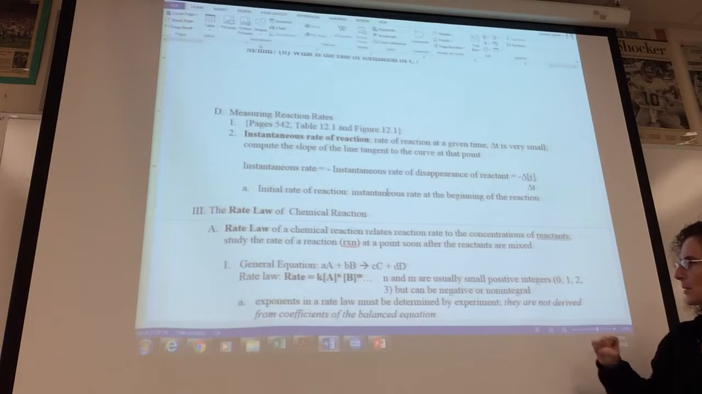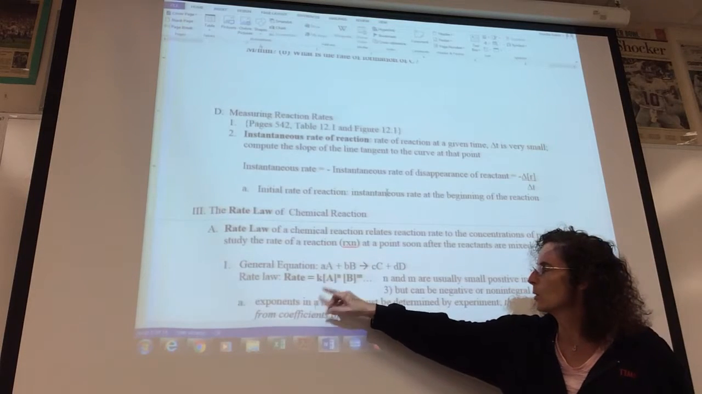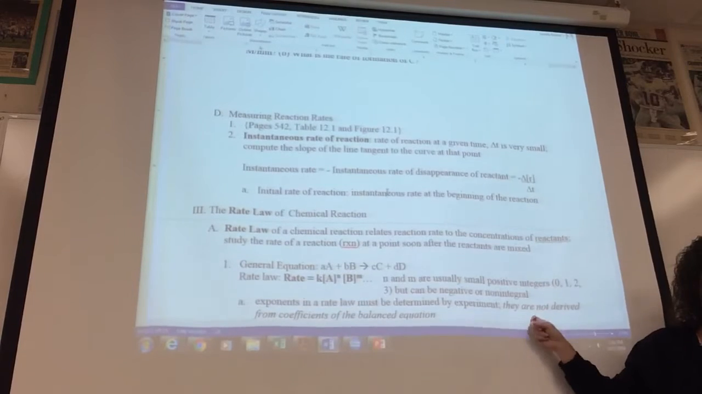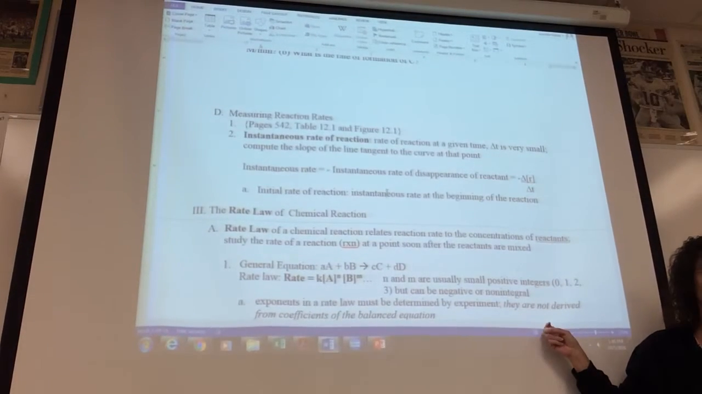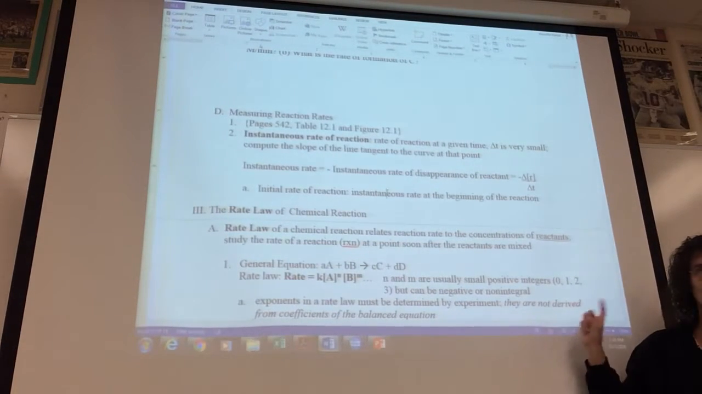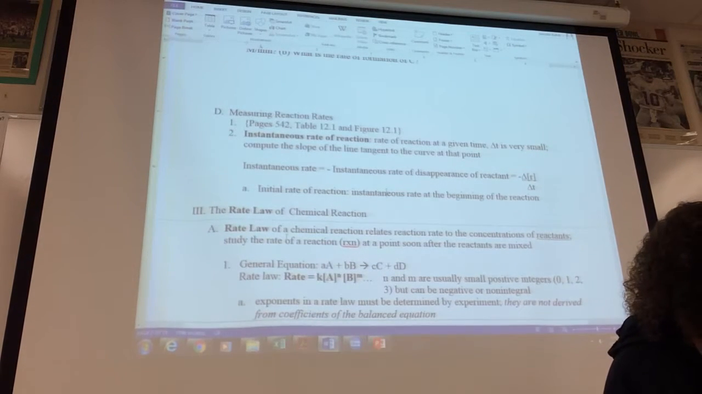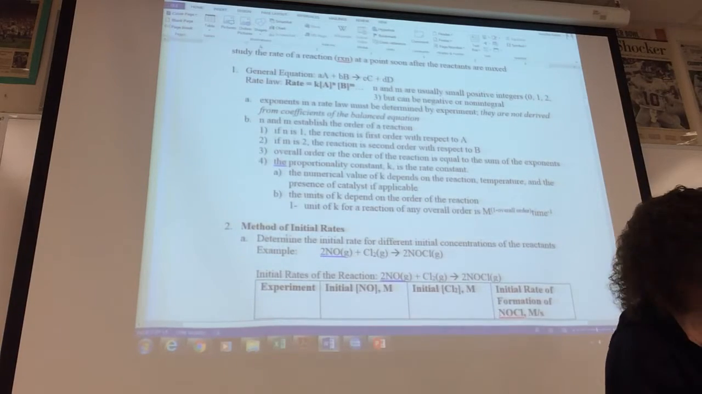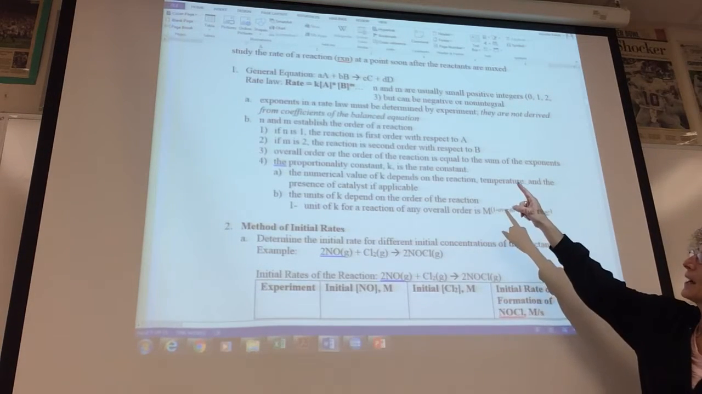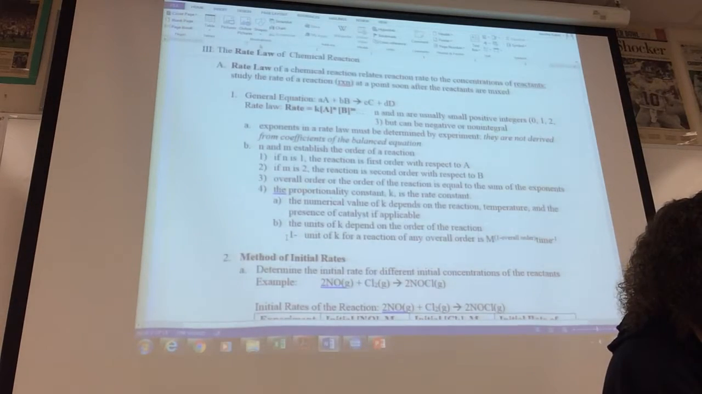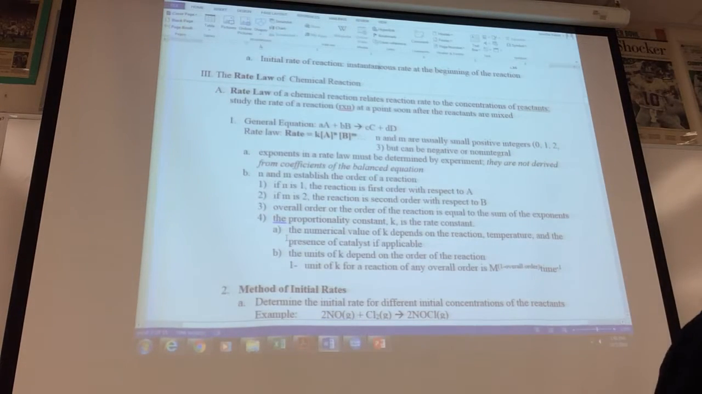I'll show you the question. All right. The exponents have to be determined by the data. They do not come from the balanced chemical equation. N and M are going to establish the order. This is a little bit tricky. I'm going to give you an example so that you understand rather than reading through that yucky stuff.